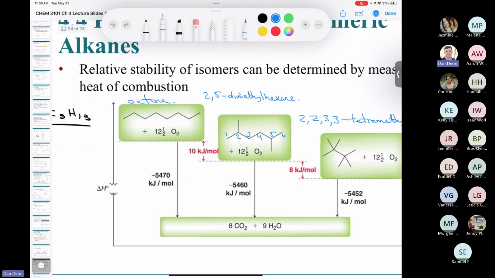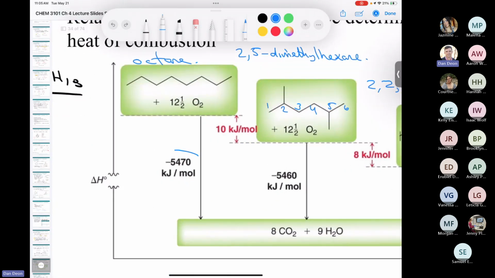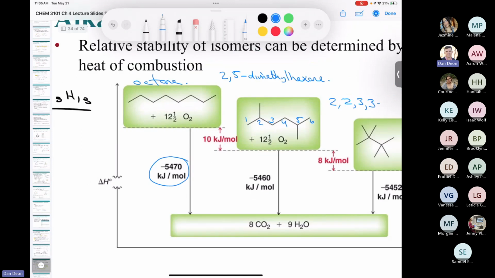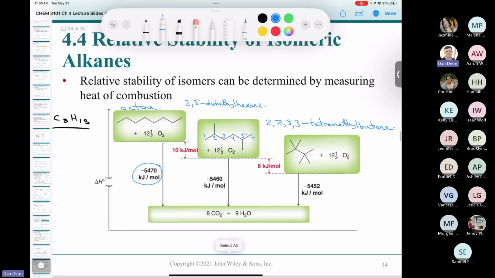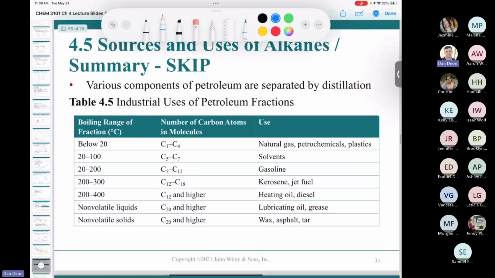But if you look at the amount of heat released, you notice that octane releases the most heat. And then the last one, the 2,2,3,3-tetramethylbutane, releases the least. So what does that mean? It means that the 2,2,3,3-tetramethylbutane is the most stable of all of these isomers. So our conclusion is the more branching you have on your alkane, the more stable it becomes.